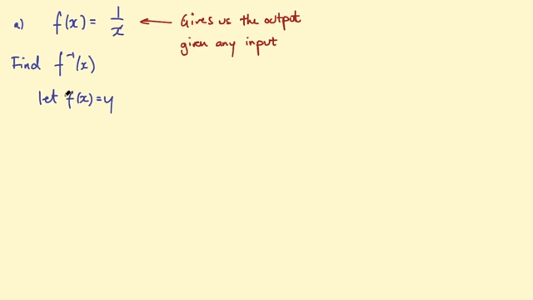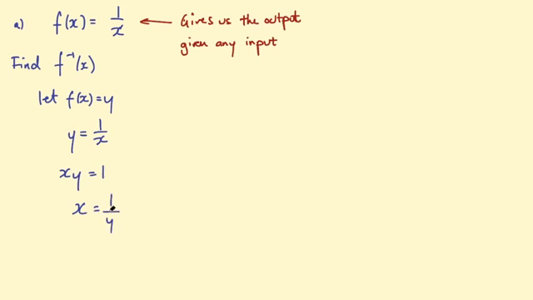So first thing we do is we let f of x equal y, in other words the output. So we can say y equals 1 over x and rearrange to get x by itself. So in this case we'll multiply this side by x, so xy equals 1, and then divide by y, so x equals 1 over y.